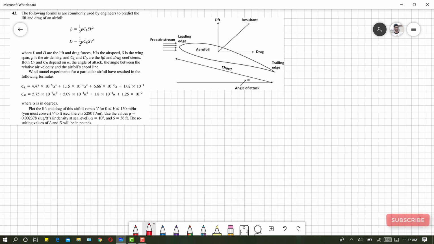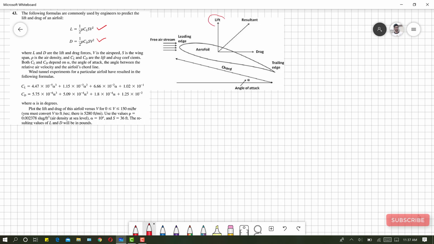In this lesson we are going to solve this problem from chapter number 2. In this problem it is said that the following formulas are commonly used by engineers to predict the lift and drag of an aerofoil. So this is an aerofoil and these are the formulas given. This one is for the lift, and this one is for the drag.